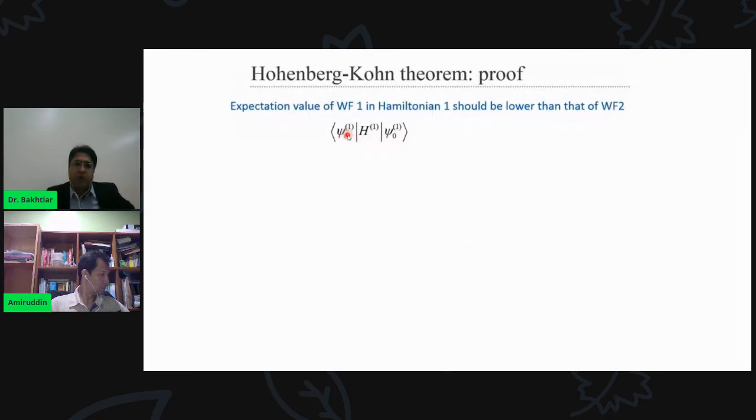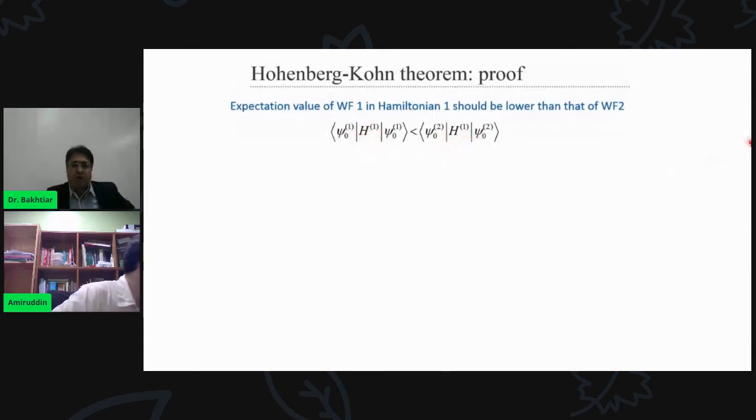So if I use wave function 2 to compute the expectation value of Hamiltonian 1, then the energy corresponding to this expectation value will be higher than that of Hamiltonian 1 using the ground state wave function. This is reasonable because this is the ground state wave function for Hamiltonian 1, but that is not the ground state wave function for Hamiltonian 1.